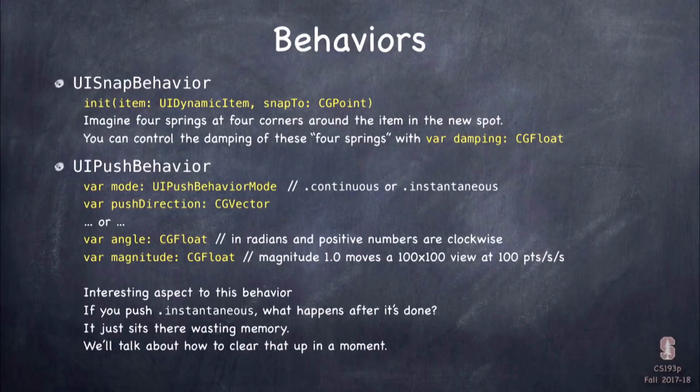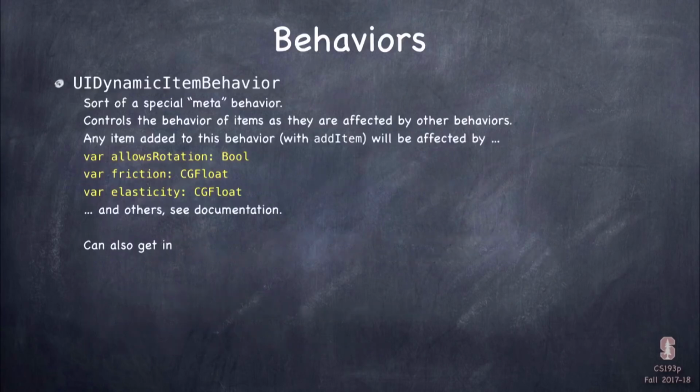Okay, push behavior just pushes an object, and it can either constantly push it, or it can just push it once, like punch it. And this is an interesting one. You can specify the angle and the magnitude of the push. The instantaneous one is kind of interesting because think about it. This is a behavior that's added to an animator, and this behavior only fires once if it's instantaneous, and then it's just sitting there doing nothing forever. So it's just kind of cruft. So it'd be nice if there was a way that we could add a push behavior and say, after you fired, please delete yourself because you've already done your work. And I'm going to show you how to do that, but it's going to require me to teach you a little bit more about closures, which I'll do in a little bit.